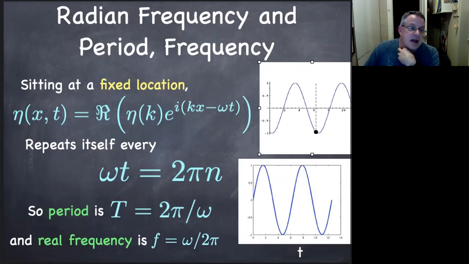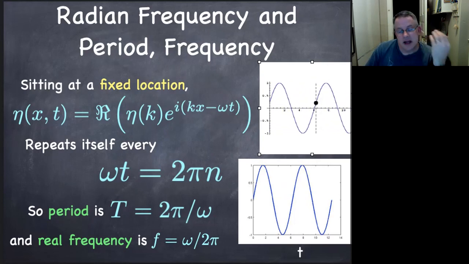Okay. Frequency and period, or angular frequency and period. This thing repeats itself every time omega t goes over 2 pi times an integer. So the period is 2 pi over this angular frequency, and the real frequency is f, which is omega divided by 2 pi. These 2 pi's are in there because it's not repeating every time the phase goes from 0 to 1, it's repeating every time the phase goes from 0 to 2 pi. So there are lots of 2 pi's drifting around, which gets a little confusing sometimes.